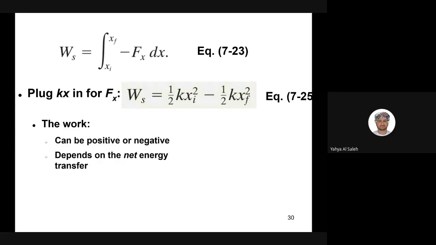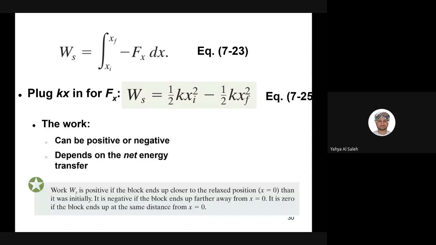So from this, we can see that the work can be either positive or negative, and it depends on the net energy transfer. Now, as we said, the zero position, the natural position, the equilibrium position is what I call the happy position. This is the normal position. This is where the spring is happy to be at. This is where the spring wants to be at.